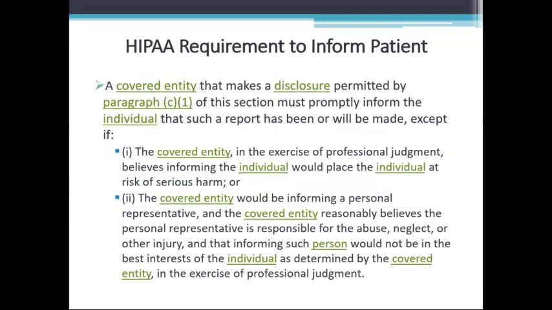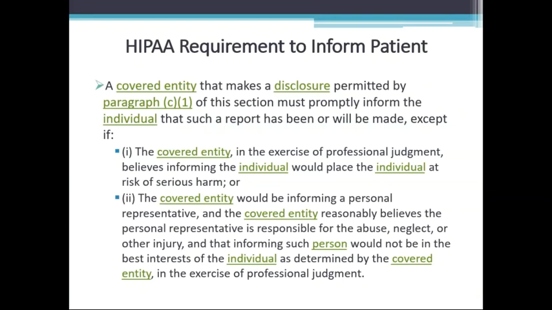So any covered entity, which again, us as an agency, you as an individual that works for us, a covered entity, when we make a disclosure that's permitted by that paragraph that we just went through, you have to promptly inform the individual that such a report has been made or will be made, except what I was just talking about, where it could place the individual at greater risk of serious harm if you were to let them know and involve them in the reporting.